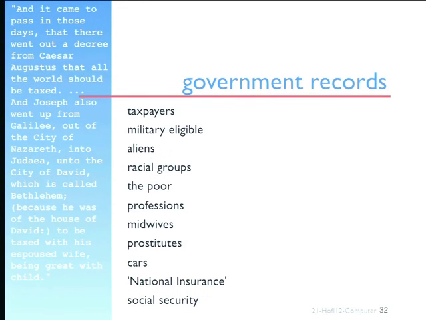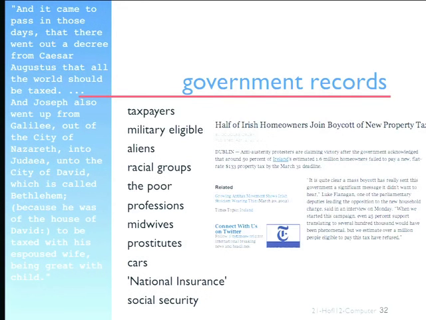You have to have registers of that, how many men between the ages of 16 and 35 in every town, so that you can call them up. How many people live in that town, how should they be taxed? Again, in today's paper, we see that the Irish are rebelling against the property tax. One of the great chases you see is the government trying to work out who it can tax, and the population trying to work out how they can avoid being in those registers and being taxed.